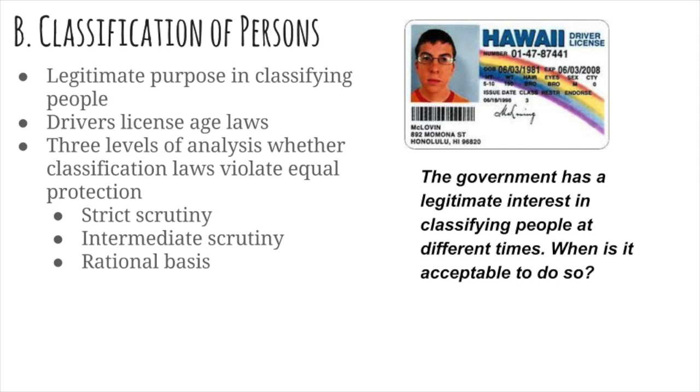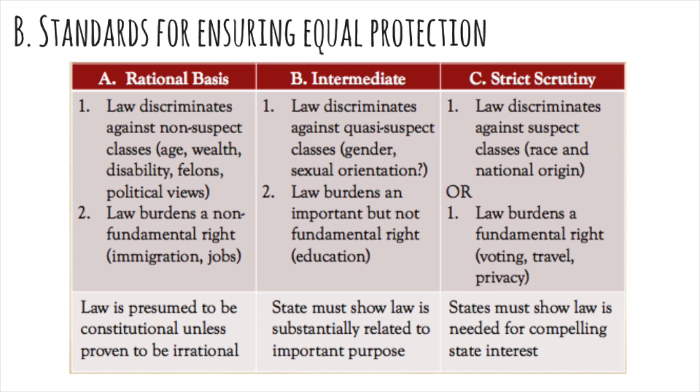We have three levels of analysis on whether or not classification laws violate equal protection. And the three levels are strict scrutiny, intermediate scrutiny, and rational basis. Now, this is the most confusing part of this particular lecture, so you're going to want to probably pause and copy down this chart, and then start it up again and I'll explain it.